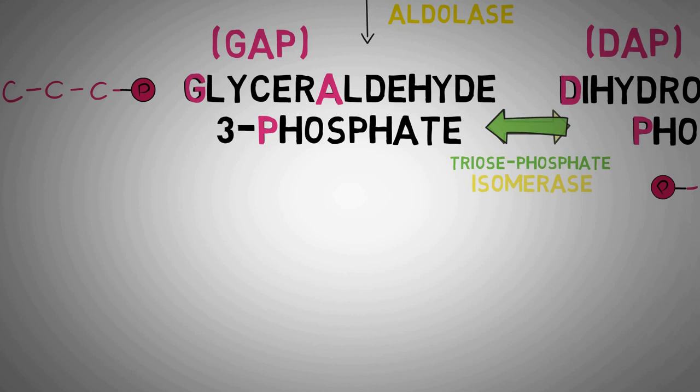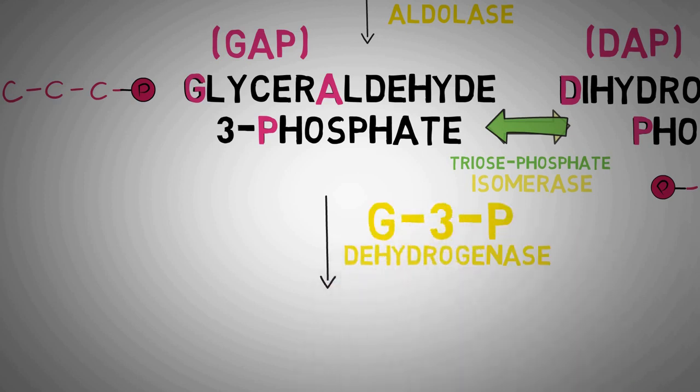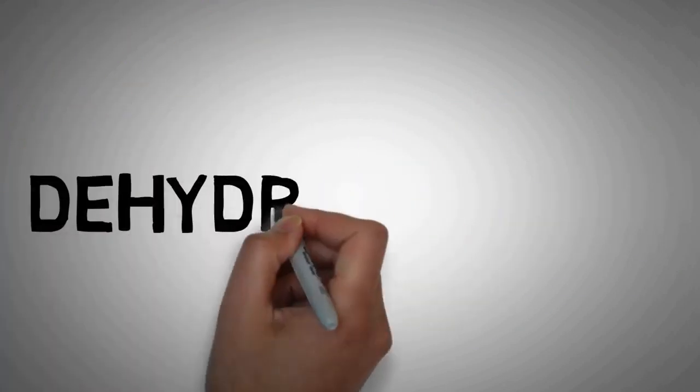We now come to a series of steps that harvests some of the energy contained in glyceraldehyde 3-phosphate. For the next reaction of glycolysis, we have the enzyme glyceraldehyde 3-phosphate dehydrogenase. And to understand this reaction, you have to dig a little bit deeper into its mechanism.